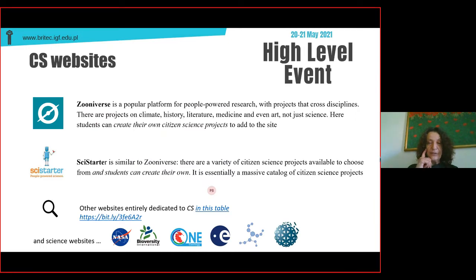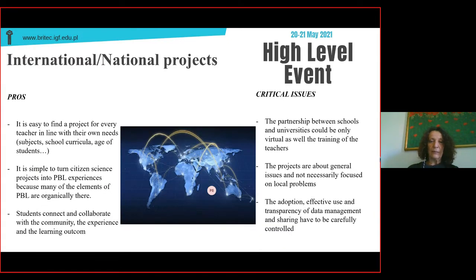It has to be said that citizen science is becoming a must-have. Indeed, public participation in scientific research is getting more and more crucial to society and research itself. So we can find a lot of programs on the internet, and it's easy to find a project for a teacher in line with the subject, school curricula, age of students, and so on. And it's simple to turn a citizen science program into a project-based learning experience, most suitable in the classroom.